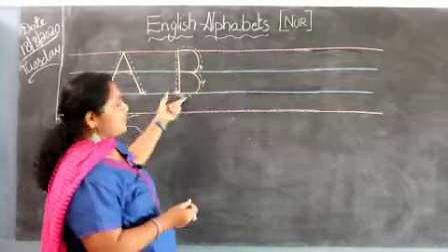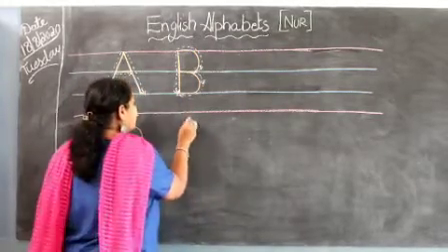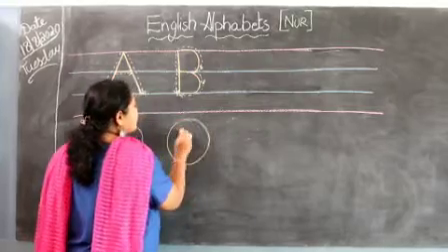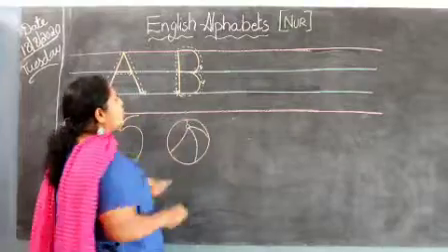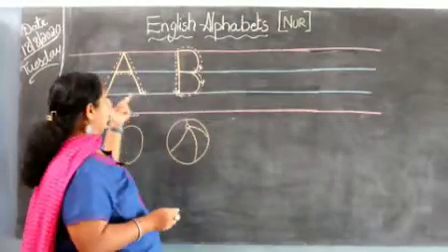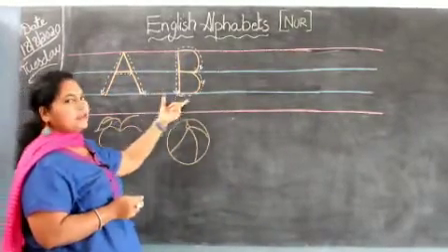Now what is B for? B is for ball. B is for ball. So A is for apple, B is for ball.